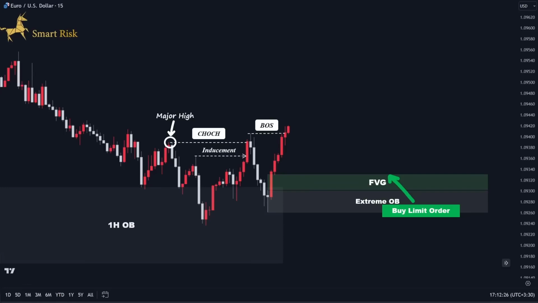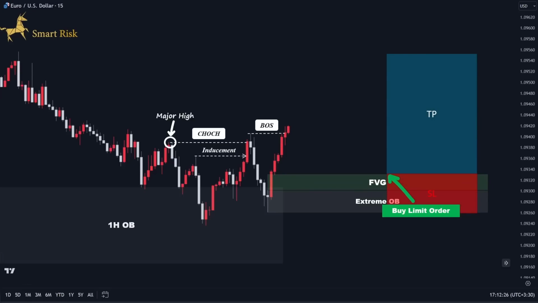Additionally, since we have an unmitigated order block at the extreme, there is a possibility that the price could push downward to fill it. So, I recommend keeping your stop loss a bit wider by placing it beneath the order block. The whole point of this type of entry is to reduce the possibility of missing a trade, although it does reduce the reward-to-risk ratio.